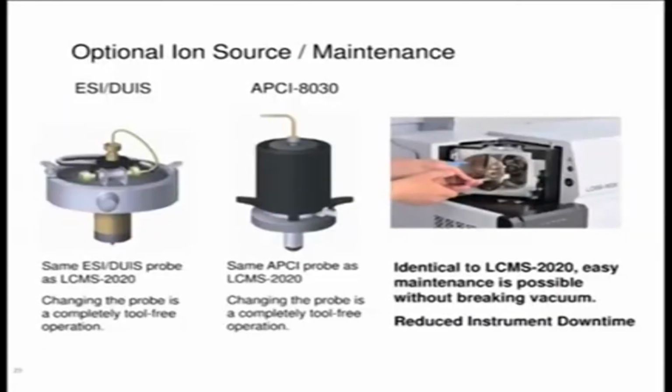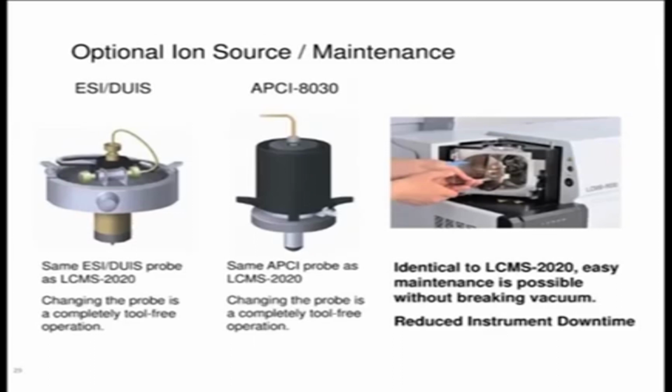Generally, as I said, there are three main interfaces: ESI, APCI and APPI. Okay, but most of the time we are using ESI and APCI. Okay, there is one more, that is the DUIS mode. DUIS mode means dual ionization interface. In that case, what happens? ESI and APCI you can do simultaneously. Generally ESI is used for the ionization of polar compounds, APCI for mid-polar and non-polar compounds.